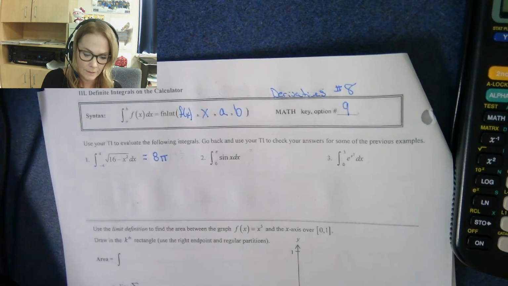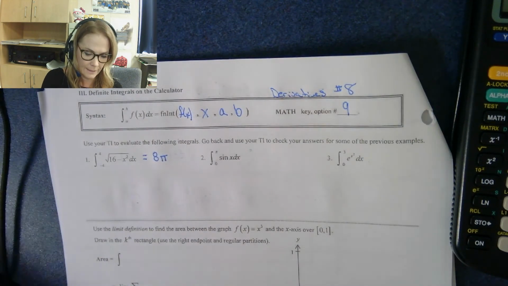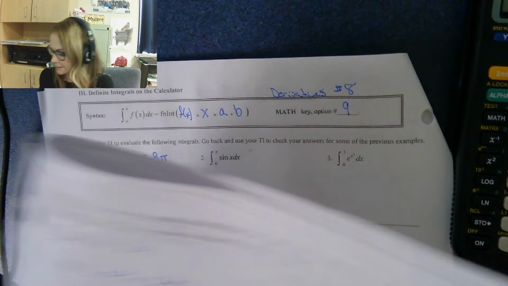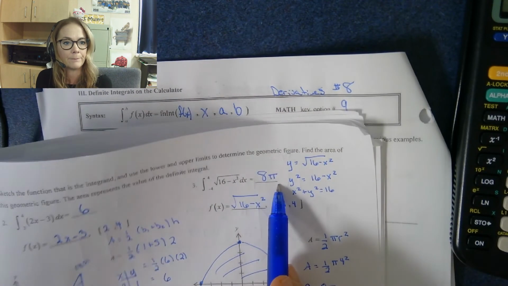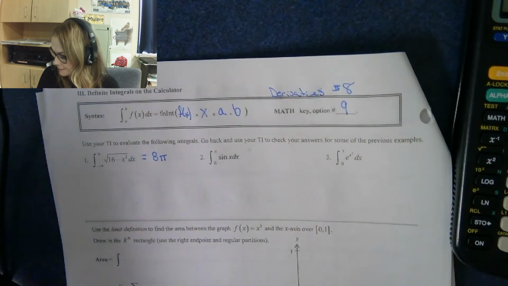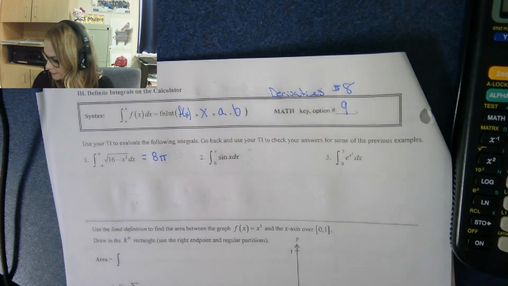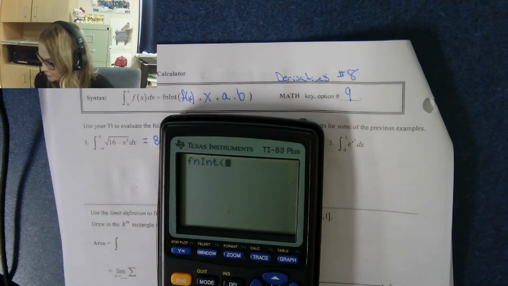And then another way you can do it, of course, is with your calculator. We don't really know how to do this with calculus yet. So this is the same problem as this one where we got 8 pi. All right? Okay, so into the calculator we go. Let's go with this one first.